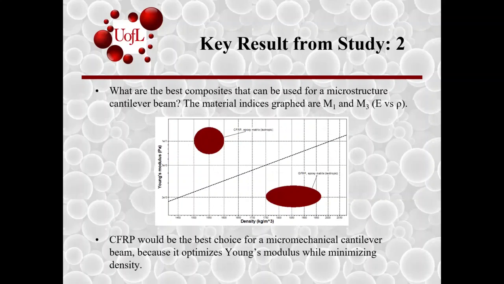Similarly, in study 2, the best composites that can be used for a microstructure cantilever beam, the best one is CFRP. So right here we have CFRP listed and GFRP listed on the graph. CFRP optimizes Young's modulus with reduced density much better than GFRP does. So CFRP would be the ideal choice.